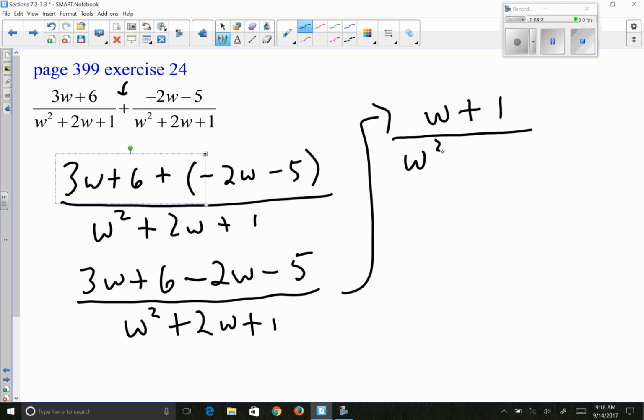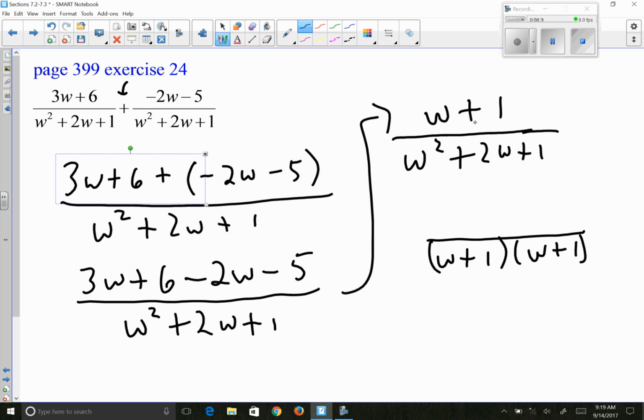And in the last example, when we got here, we stopped. But in this example, this fraction can be simplified because the denominator can be factored. The denominator is w plus 1 times w plus 1. The numerator can be factored because it's w plus 1 times 1.